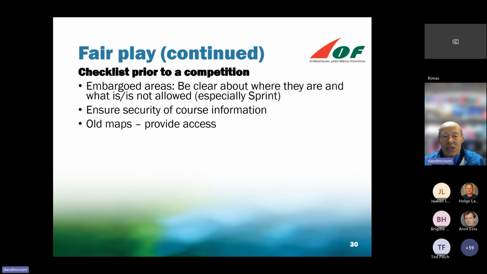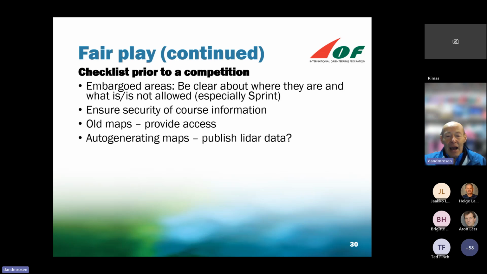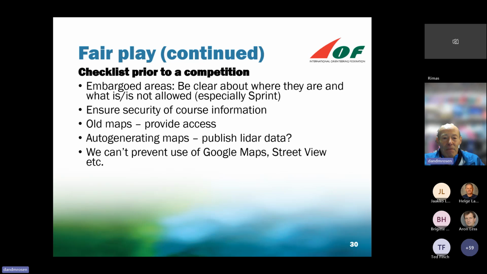So provide access to old maps. Remember that the local competitors from your own country can probably find them quite easily, but you need to provide equal access for the overseas competitors. And nowadays, people sometimes auto-generate the maps themselves from LiDAR data. And again, if that's available to your local competitors, then you need to think about making it available to overseas competitors, especially if there are no old maps of the area. But we can't prevent use of Google Maps or Street View, etc.